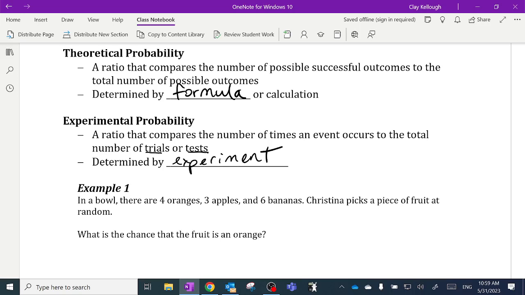Notice the very big difference between the two. For an experimental probability, you actually have to do stuff. You don't just sit there and think about it and run a few numbers. You actually have to run some sort of an experiment or get some data. Experimental probabilities can also be based on data. You've actually measured and counted stuff.